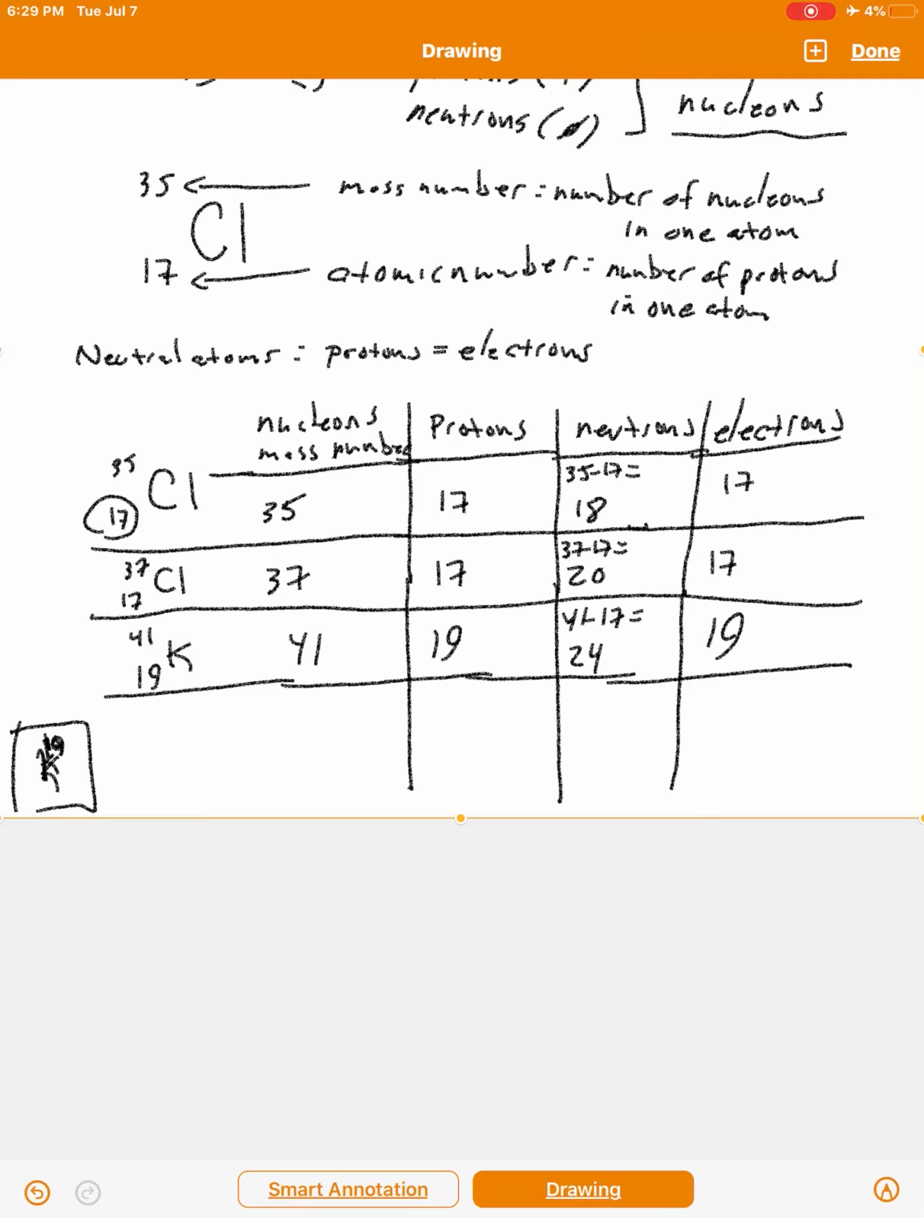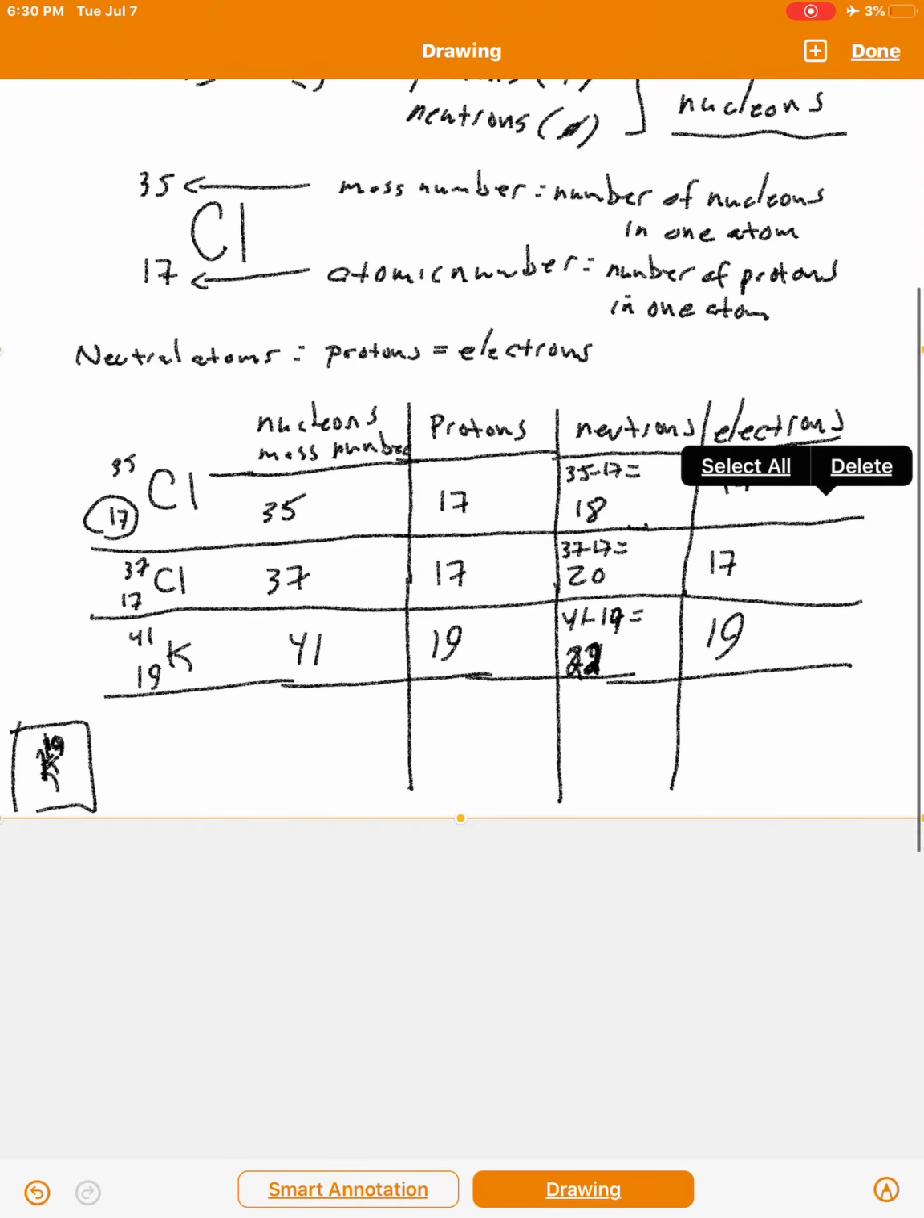I don't think I did that calculation right. I'm sorry. This is 19. So that's 22. The number of neutrons can vary within an element. So there can be potassium with 22 neutrons, or maybe 21 neutrons, but the number of protons cannot vary in potassium. Potassium, if it is potassium, it has to have 19 protons. If it had 18, it would be a different element, argon. If it had 20, it would be calcium.